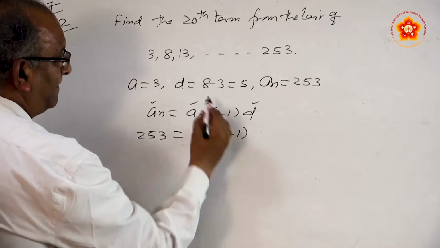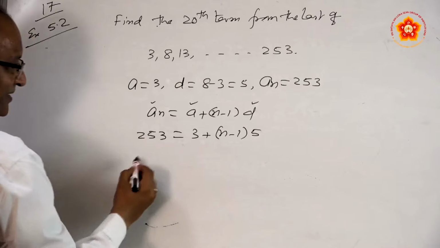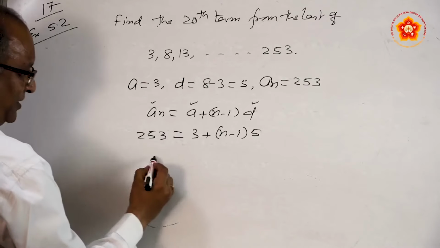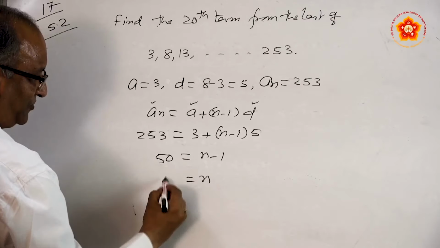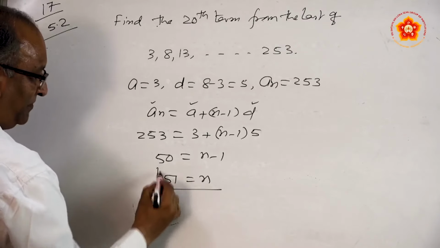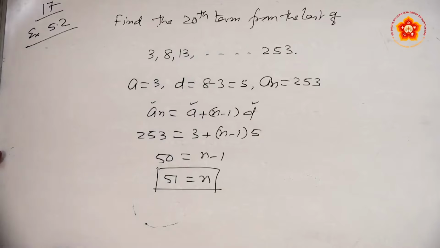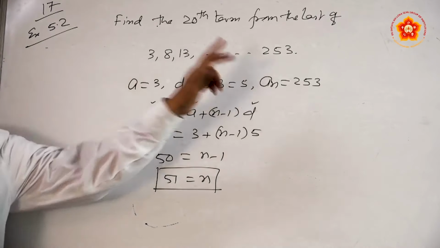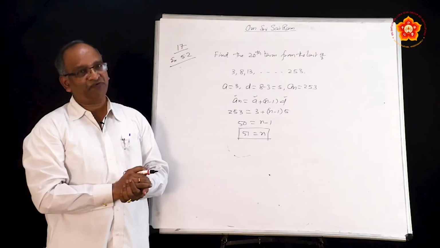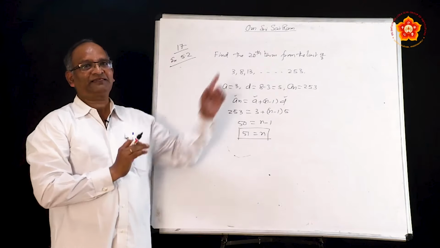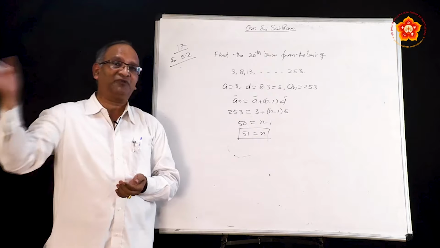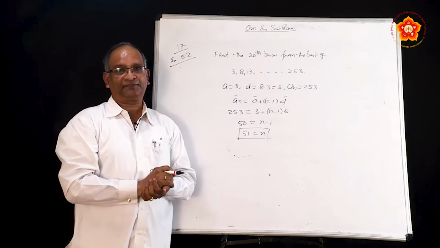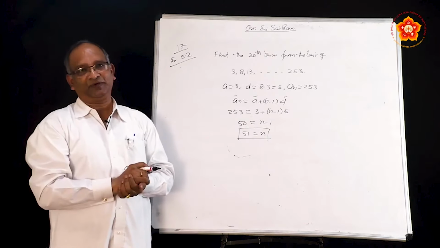Get this 3 to this side and divide by 5. You will get 50 equal to n minus 1. So n is equal to 51. The number of terms of this particular sequence are 51. The last term is 253. He is asking which is the 20th term from the last.